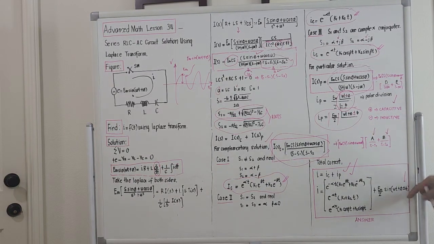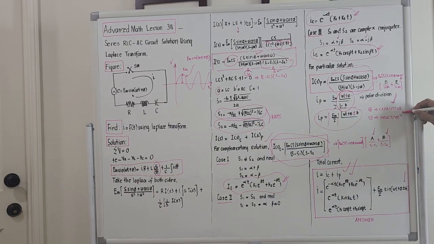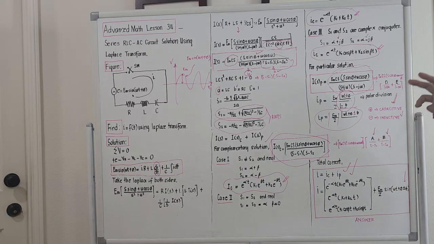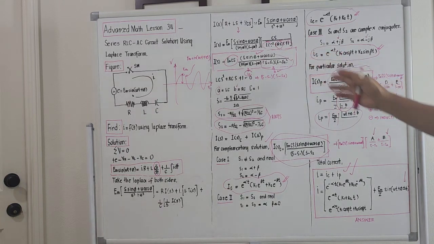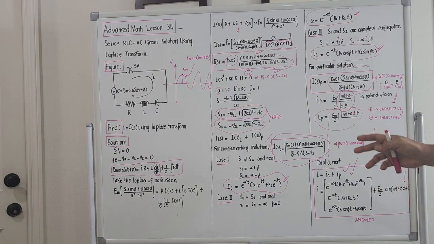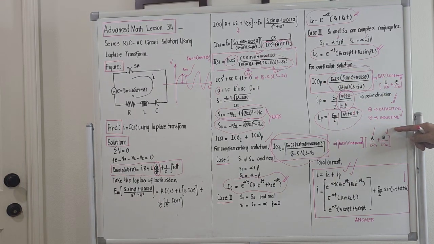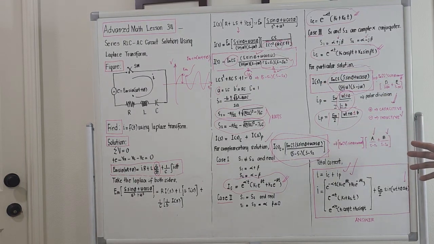So if it is plus, it will be capacitive. If it is minus, it will be inductive. So this is the total current as a function of time for an RLC-AC by using Laplace transform. I then show you the computation of D and E and also the value of, where's the other one? A and B. Okay. I just summarize it.